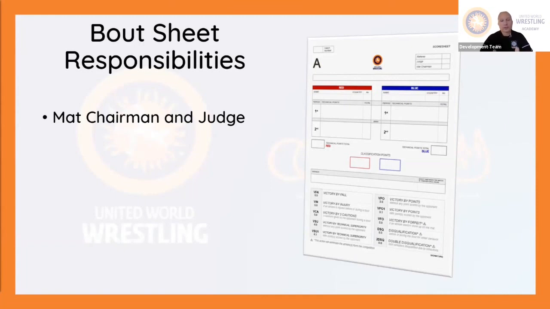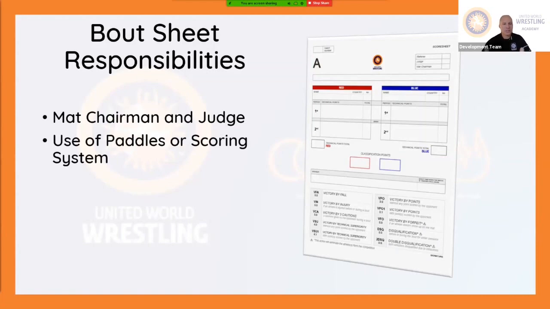But for those of you that are looking to become an international referee or are already an international referee, you certainly have to be able to fill these out. And the importance of getting these filled out correctly, and making sure that not only the judge and the mat chairman's match, but making sure that those results are exactly the same as what is in the computer system as well. So certainly these are the two individuals that we're focusing on here with this part.